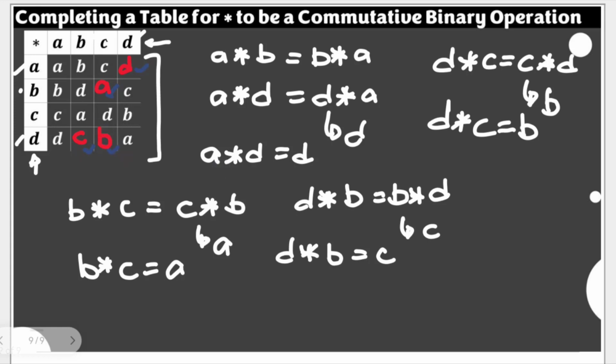As mentioned earlier, checking using this diagonal, we have B, C, D, B, C, D, A, C, A, C, B, and B. At this time, we are verified that our star operation, using this given Cayley table, is a commutative binary operation. So this is how we solve to complete a table. We could use the idea of the diagonal, and of course you could also use these methods.